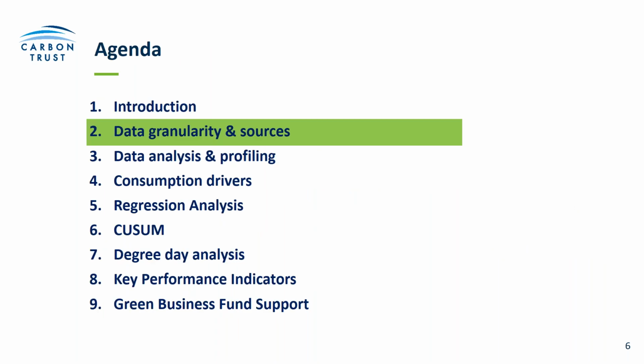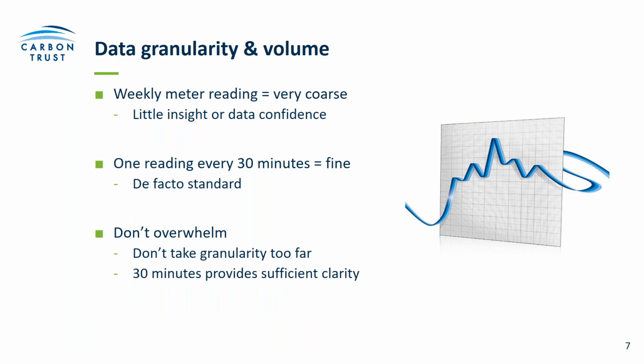Okay, so just a quick one on the data granularity. Obviously, the more granularity that you have in the data, the better your analysis is going to be. So for the likes of a weekly meter reading, we would consider that reasonably coarse. It's not the worst, obviously. If you're only going to be measuring them once a month, then the kind of insight that that's going to give you is very slight.